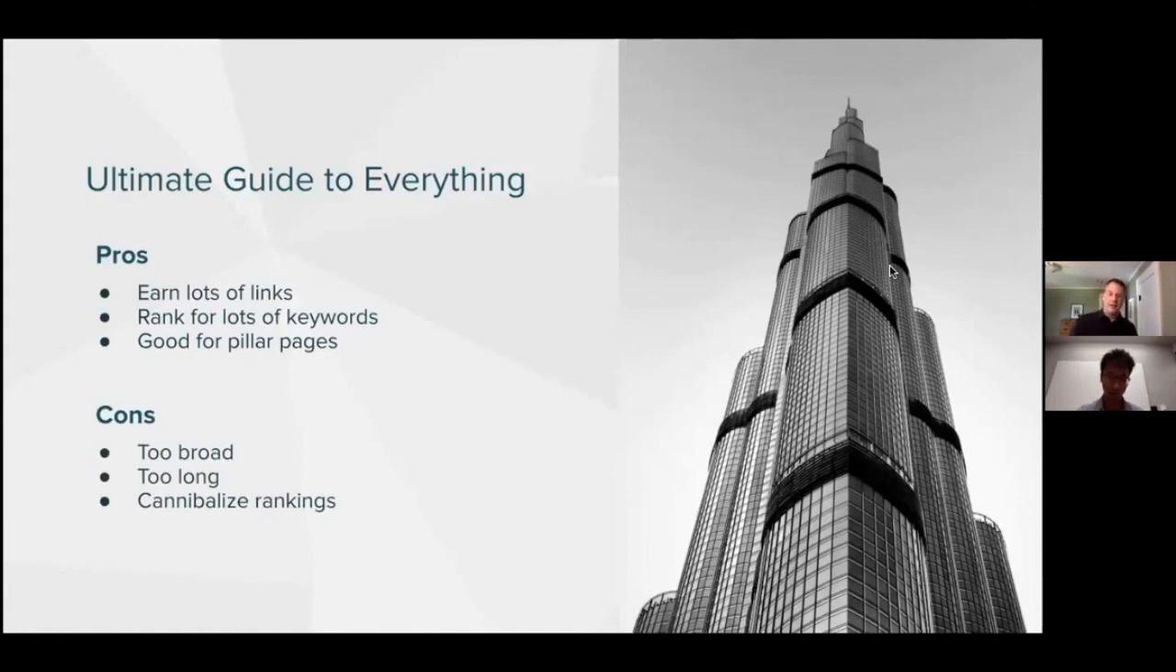But what are the cons of creating these types of things? Giant pieces of content tend to be too broad sometimes. If you choose a head term that is just like marketing, for example, and you try to make a 50,000 word blog post about marketing, it's just going to be way too broad, and tend to be too long if you're not careful. And if you go too deep on things that you've also created subtopics for, then you'll end up cannibalizing your ranking.